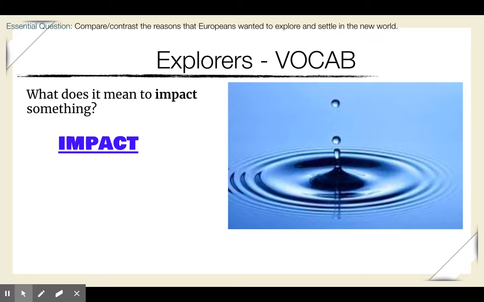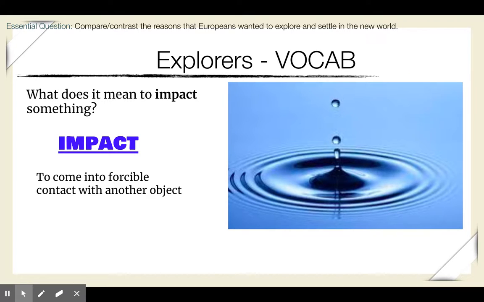So when you take a look at the picture, what is the meaning of the word impact? If you notice, the water droplet is hitting the puddle and it's allowing these ripples to come out of it. What could an impact mean? If you said to come into forcible contact with another object, you're correct.